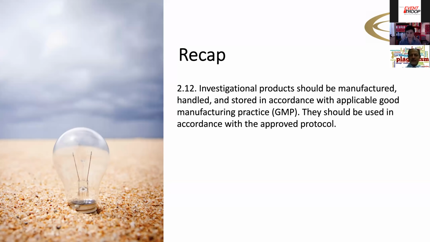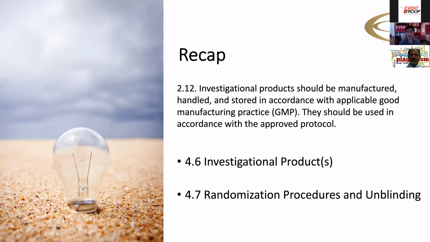So, let's start off then. If we look at section 4.6 of the GCP guidelines under investigator obligations, this is where it tells you how to handle IP. So section 4.6 is IP management. And section 4.7 talks about randomization procedures and unblinding in studies that are using investigational products.